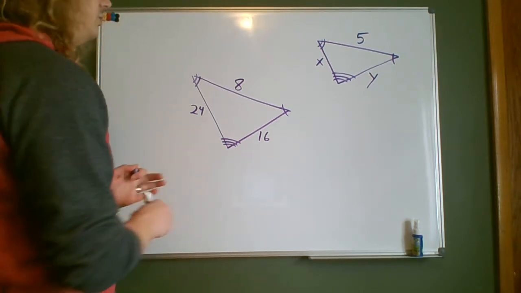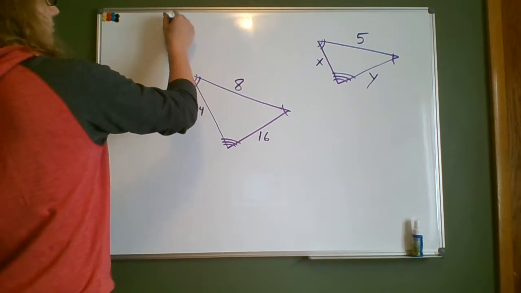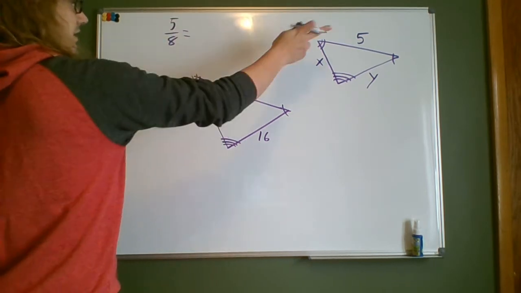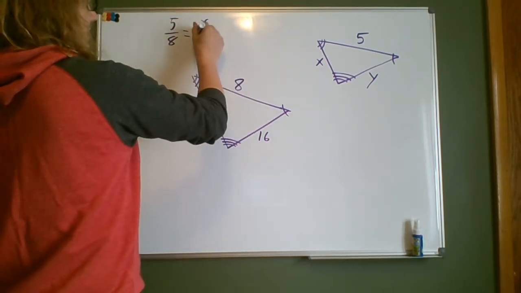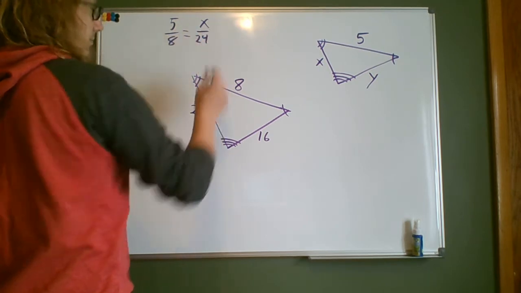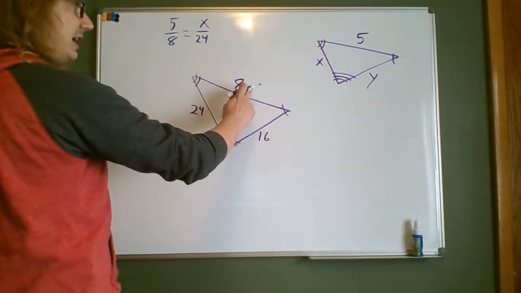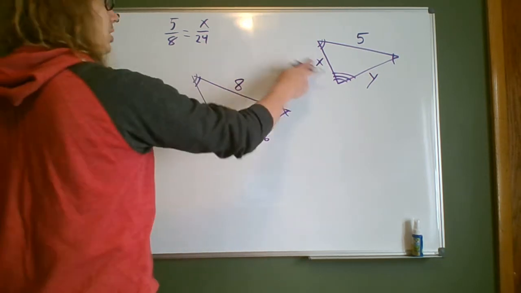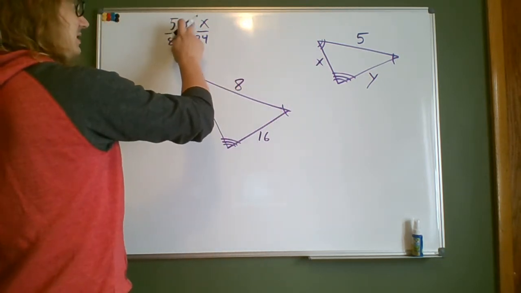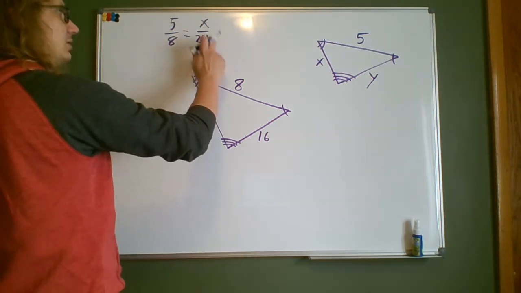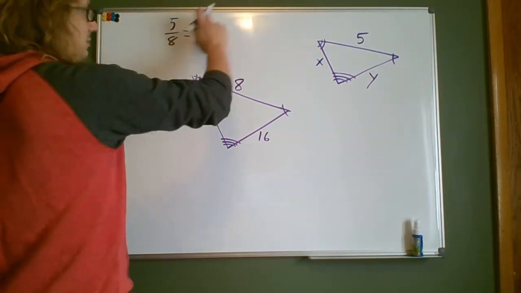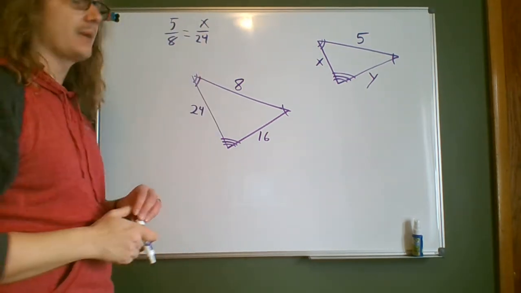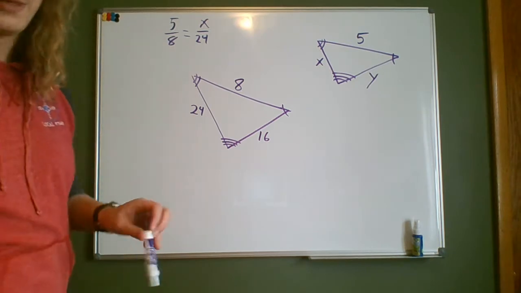You can still do 5 over 8. 5 over 8 equals x over 24, because 5 over 8, those are my corresponding sides. X over 24, I put the smaller triangle on top in both spaces. 5 and 8 are corresponding. X and 24 are corresponding. Cross multiply and you'll be able to solve. Okay, that'll work out. You can still do that method.